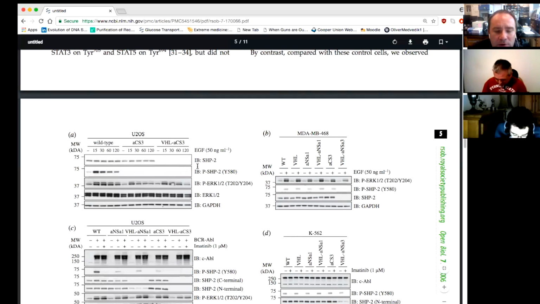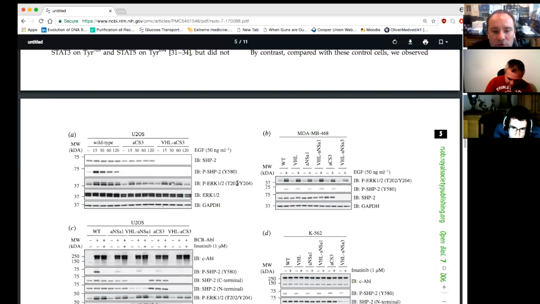So the IBs on the right side, you've got anti-SHP2, then you have anti-SHP2 Y580. Now the Y is just a shorthand for tyrosine. So a lot of these kinases, they're either serine, threonine, or tyrosine kinases. So Y580 is just the tyrosine at position 580 that gets phosphorylated. And you can come up with an antibody that's against a phosphorylated version of SHP2. Same thing with ERK1/2.